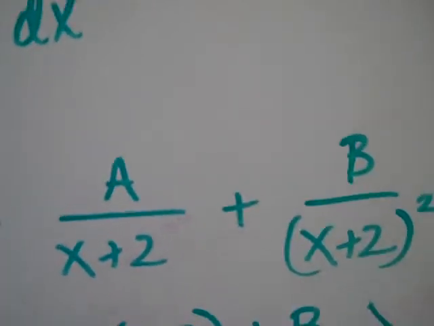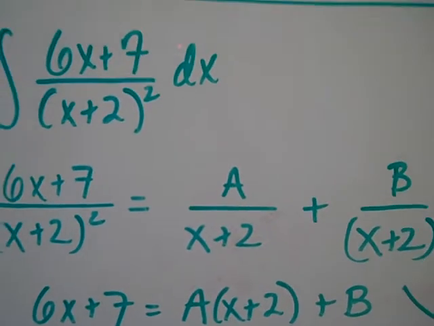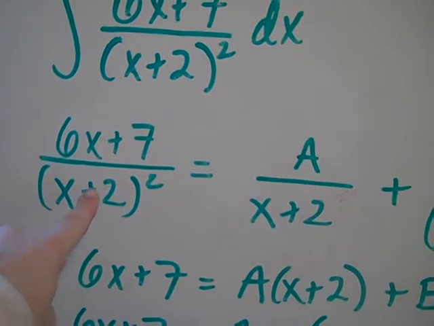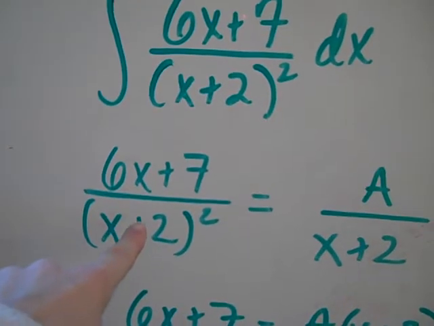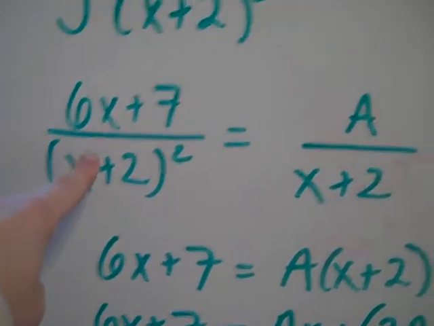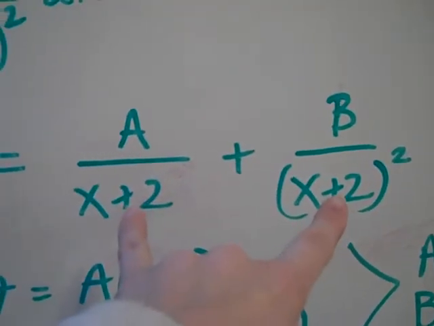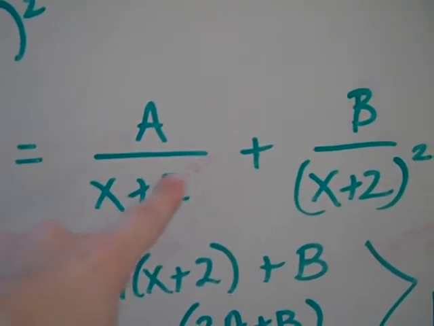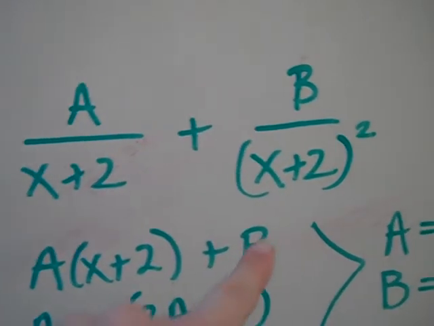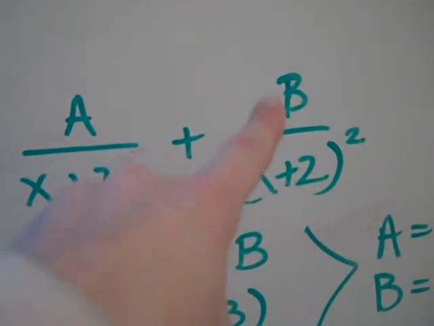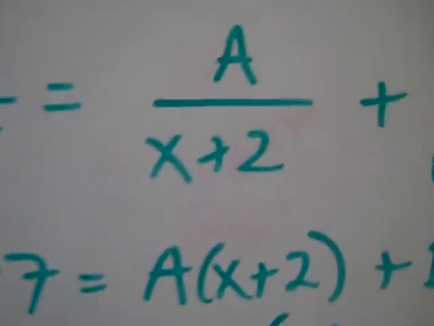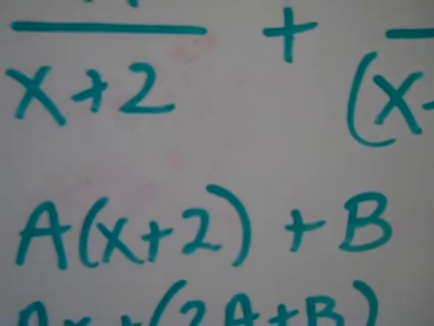So, same thing as before. I'm going to take both sides and multiply both sides by this denominator. So if I multiply both sides by x plus 2 squared, it's going to cancel here, and you'll be left with just 6x plus 7. And if you multiply the other side by x plus 2 squared, one of these will cancel, and I'll have left just the A times one of the x plus 2's, plus this will cancel completely, and I'll just be left with B. So I'll have that 6x plus 7 is A times x plus 2 plus B.